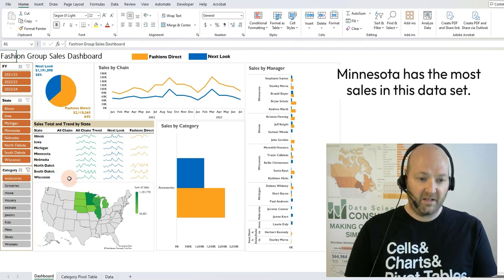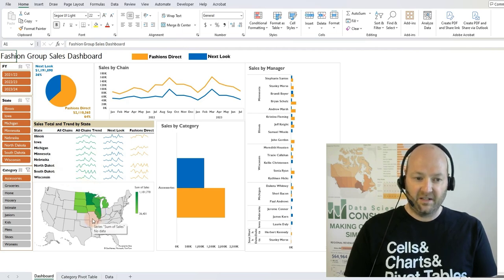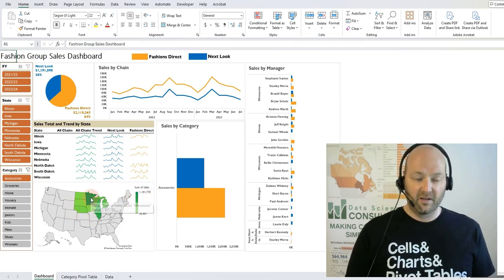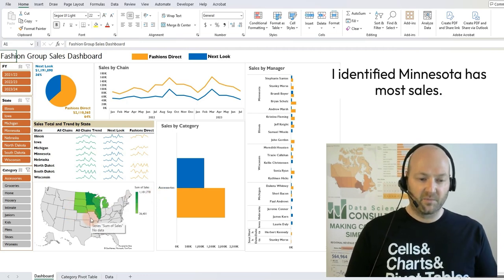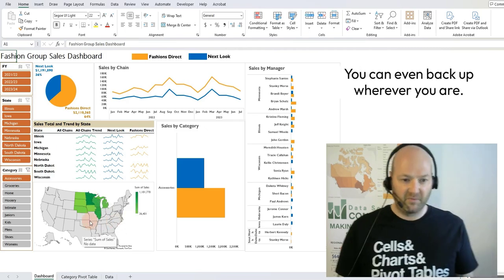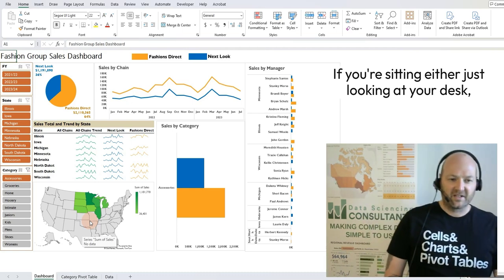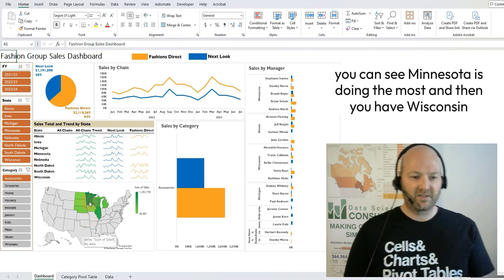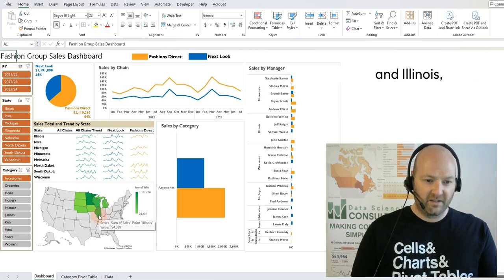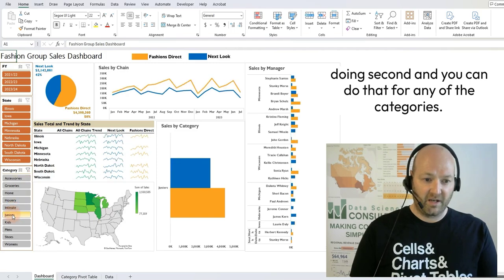in this data set, and one good thing about a map like this is that the shading, the darker you see here, the darker it is, the higher their sales. So right away, I identified Minnesota has the most sales. I'd have to hover over it, but I could just see from here. You can even back up wherever you are. If you're sitting looking at your desk, looking at other things, you can quickly see here. You can see Minnesota is doing the most, and then you have Wisconsin and Illinois doing second, and you can do that for any of the categories.